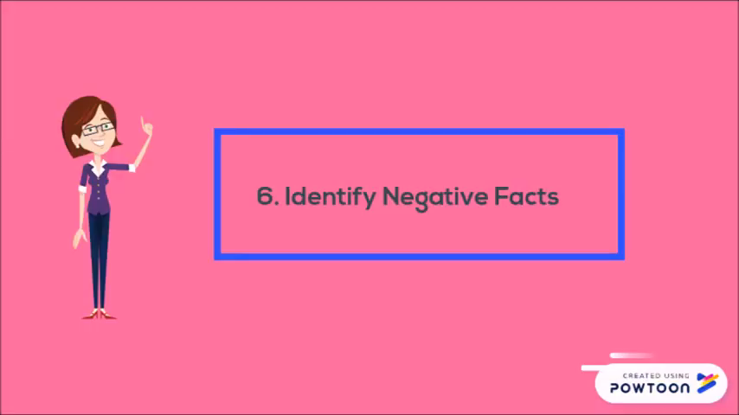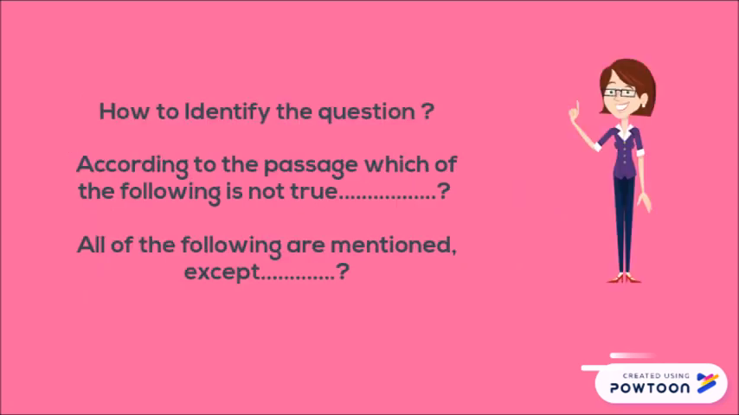Number 6. Identify negative facts. Reading skill 6. How to identify the questions? The most typical phrases in this type of question are, "According to the passage, which of the following is not true?" or "All of the following are mentioned except". Those are the keywords in those types of questions. Furthermore, the questions are given in the same order as the information is presented. So here we have to keep the words that are not true or not mentioned.